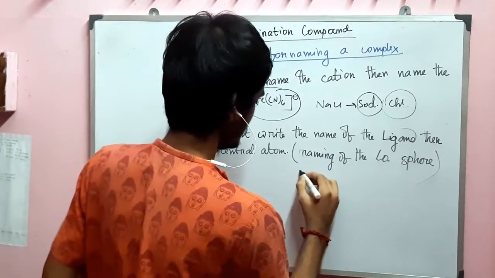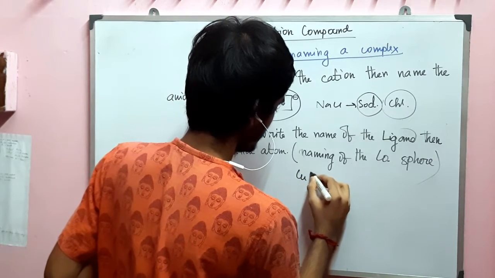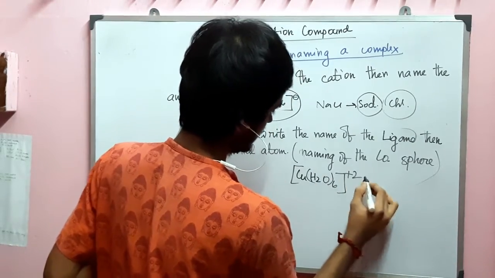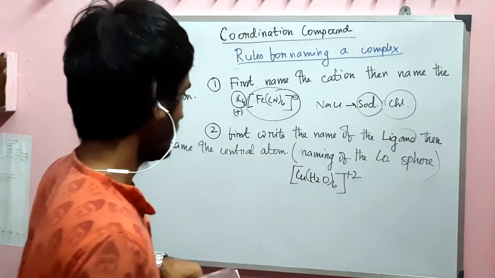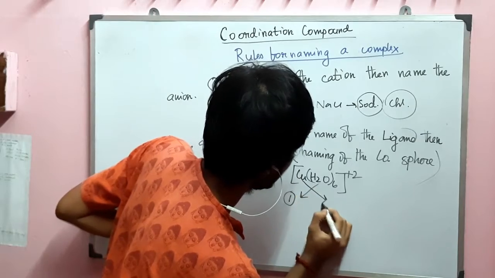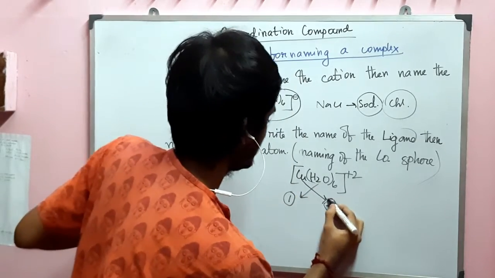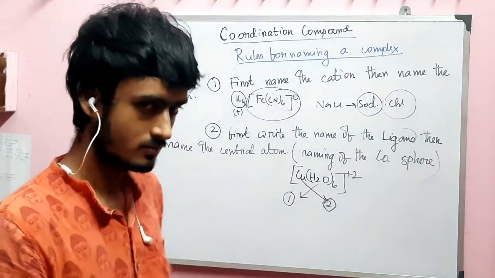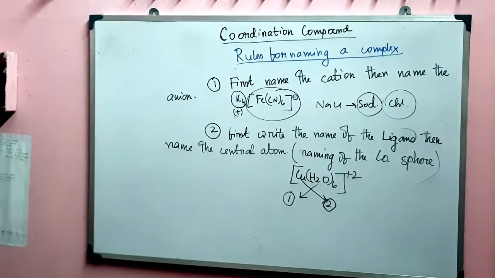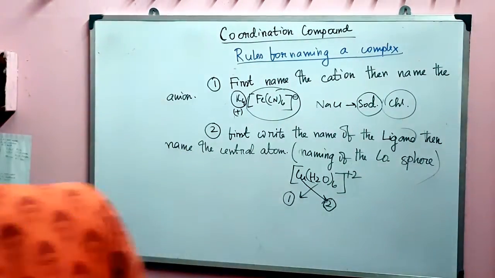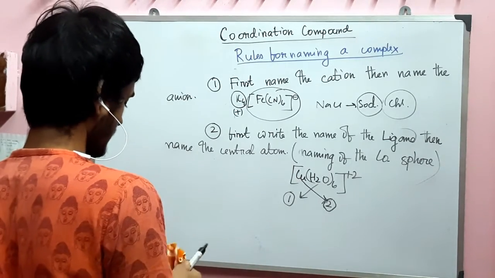What I want to tell is, suppose [Cu(H2O)6]2+ is a coordination sphere. We will first name this thing. This H2O we will name first, and this copper we will name second. First ligand, then central atom. Note down this. I will be rubbing the board. So we will be continuing on next point.